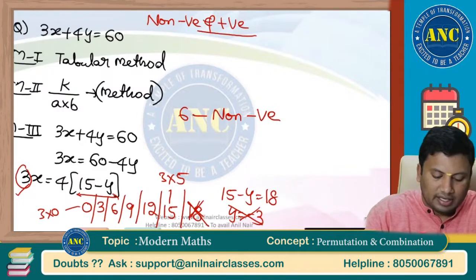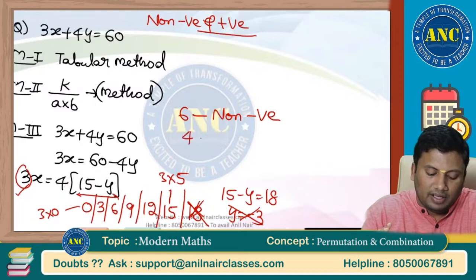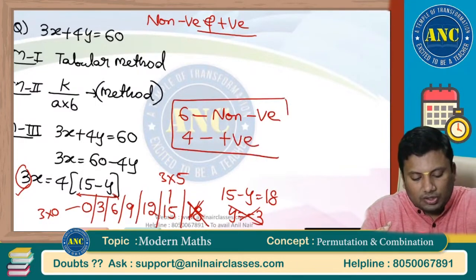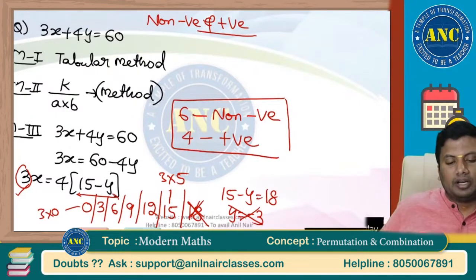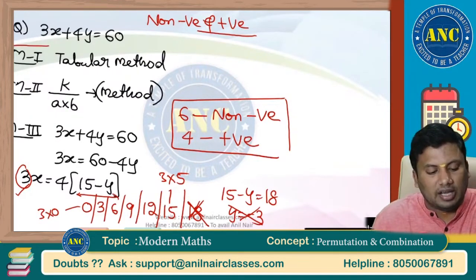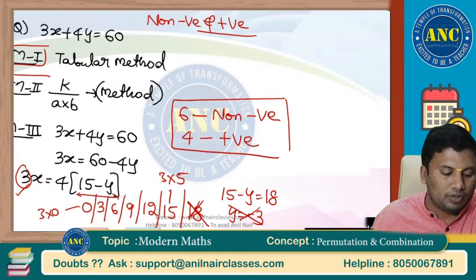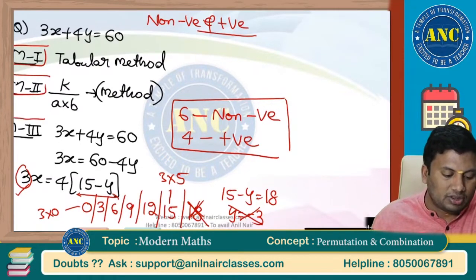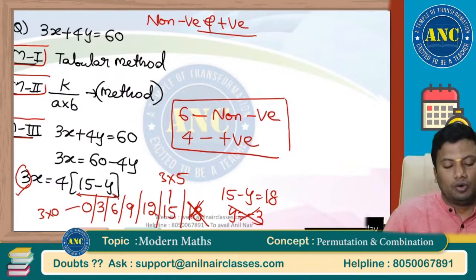Now if you see here, x value 0, y value 0. 6 non-negative and 4 positive. These also you can take. Method number 1 is the tabular method. Method number 2 is the k by a into b method. And method number 3 is the divisibility rule method.